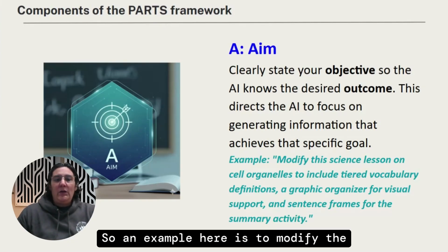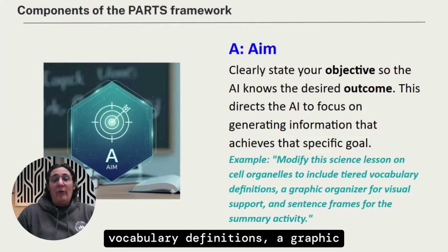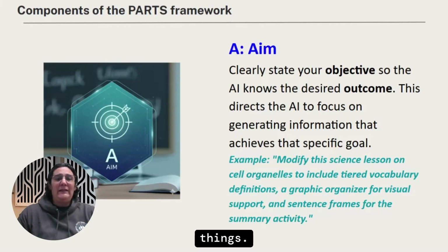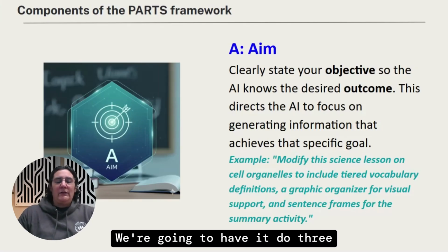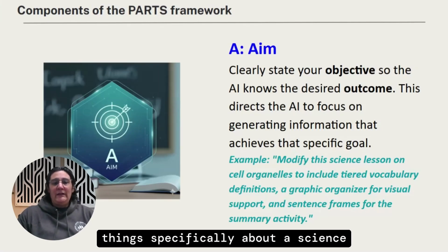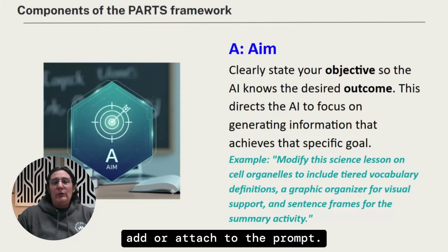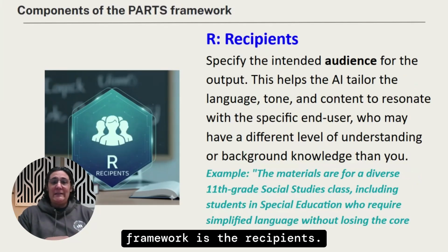So an example here is to modify the science lesson to include tiered vocabulary definitions, a graphic organizer, and sentence frames. So we're asking it to do three things. We're giving it the aim. We're going to have it do three things specifically about a science lesson that we can add or attach to the prompt. The third part of the PARTS framework is the recipients.